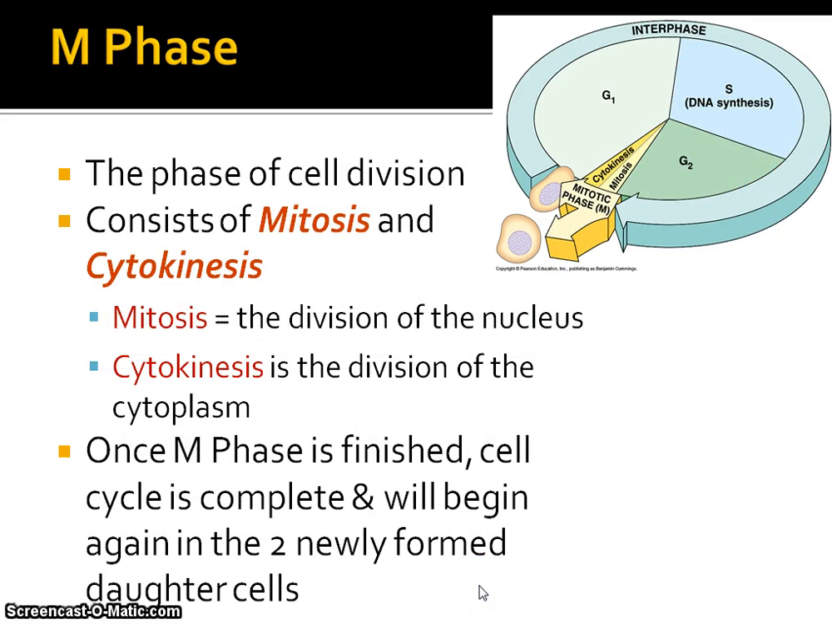So the phase of cell division is mitotic phase, and M phase, or mitotic phase, consists of 2 parts, mitosis and cytokinesis. So mitosis is the division of the nucleus and the DNA that's contained in there. Cytokinesis is physically the division of the cytoplasm, where there's actually a splitting of 2 cells where they pinch off. So once M phase is finished, the cell cycle is complete and will begin again in the 2 newly formed daughter cells. So the 2 newly formed daughter cells then begin this phase of their own life cycle.